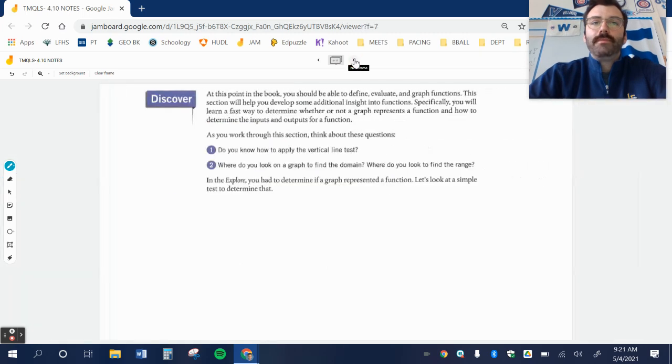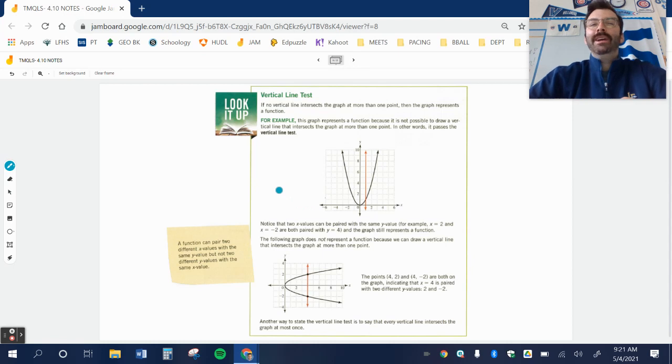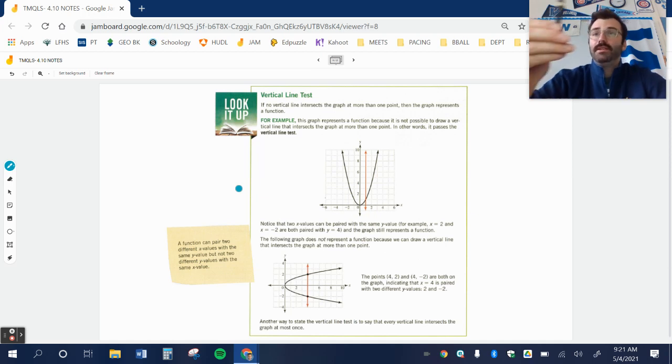All right, let's keep going. What are we talking about today? So, do you know how to apply the vertical line test? And where you look on the graph to find the domain and the range. All right, so vertical line test is a test that we use to determine if a graph represents a function or not. Remember, I'm going to take my pencil and just run it across the graph, and if my graph hits my pencil more than once, then it fails the vertical line test and it's not a function.